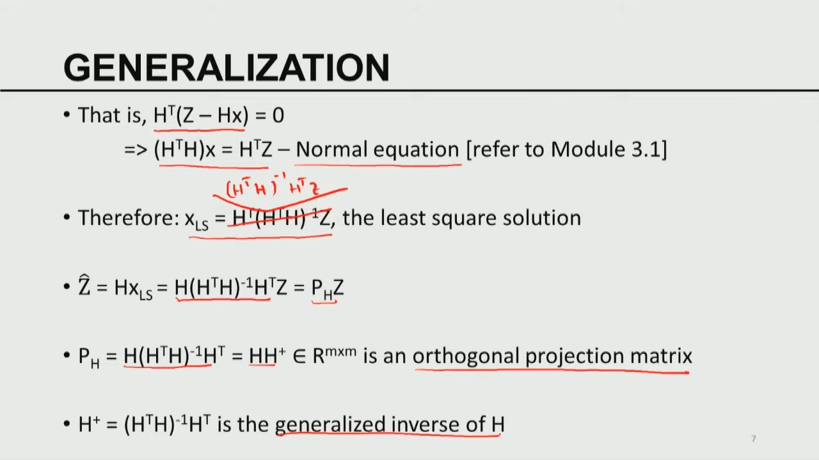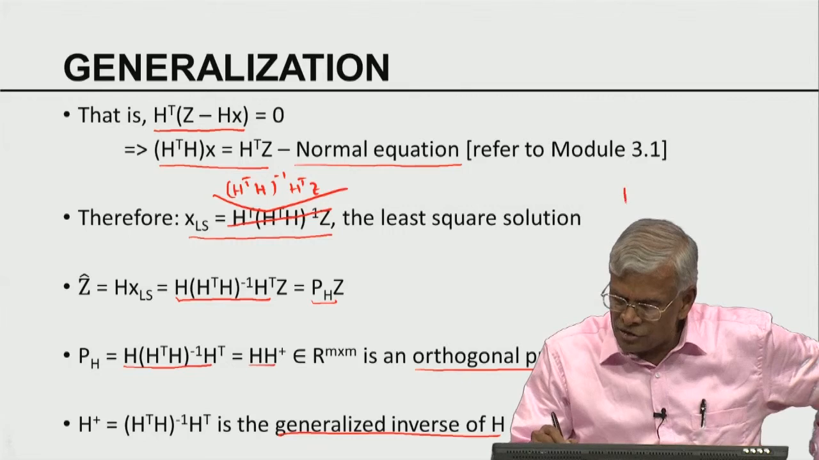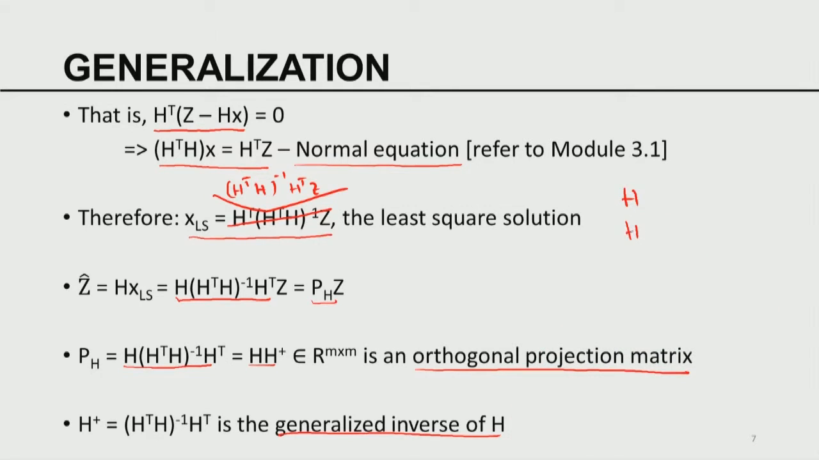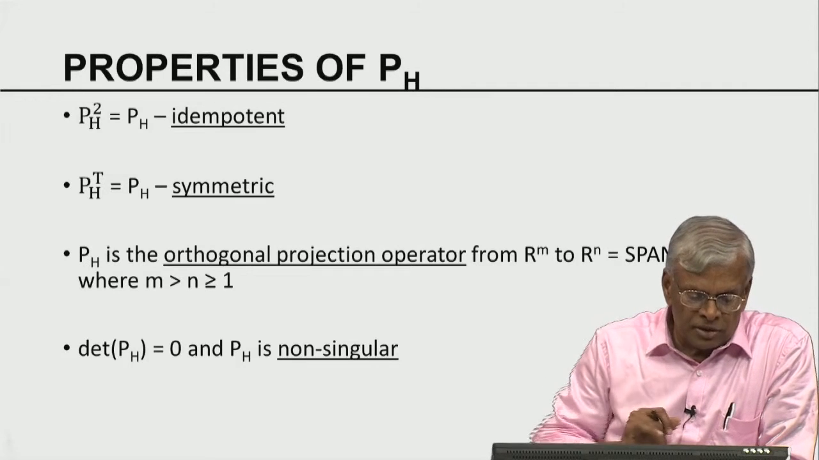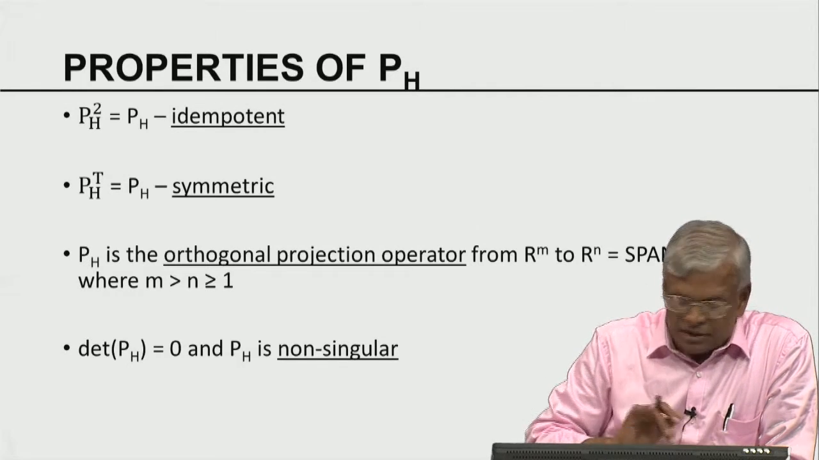So now we are seeing very many different types of matrices that come into play. We have the matrix H. We have the matrix H plus, which is the generalized inverse. We have the matrix P_H, which is equal to H H plus. So this is the projection, that is the generalized inverse, that is the given matrix. All these three matrices are naturally associated with the notion of least squares. Now I am going to talk about the general properties and verify that it is an orthogonal projection. Much of it is going to be left as a homework problem.